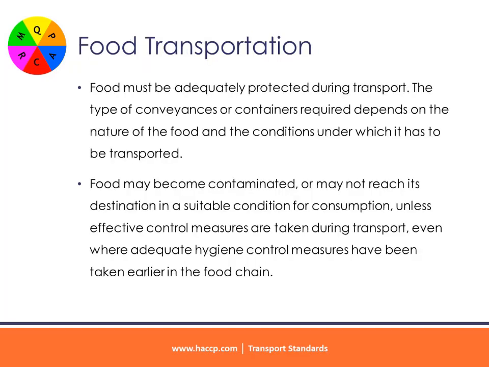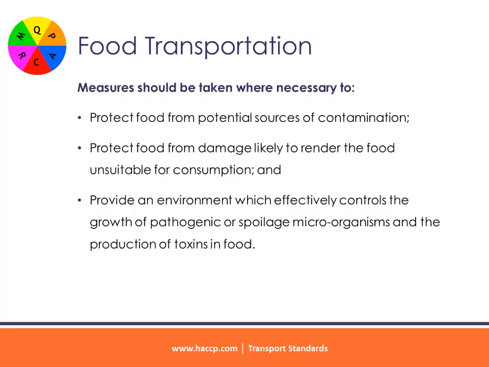Food transportation. Food must be adequately protected during transport. The type of conveyances or containers required depends on the nature of the food and the conditions under which it has to be transported. Food may become contaminated, or may not reach its destination in a suitable condition for consumption, unless effective control measures are taken during transport, even where adequate hygiene control measures have been taken earlier in the food chain. Measures should be taken where necessary to protect food from potential sources of contamination.